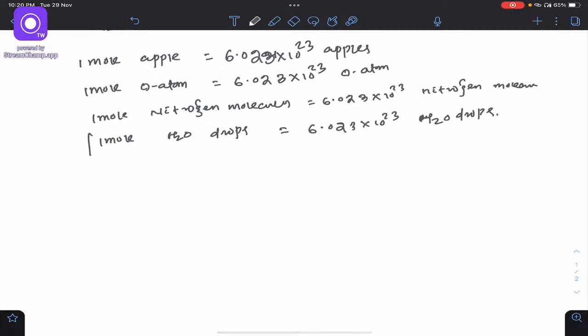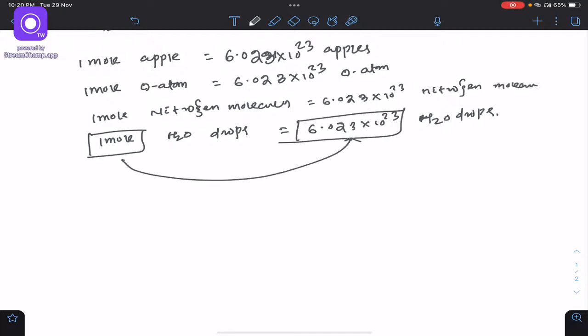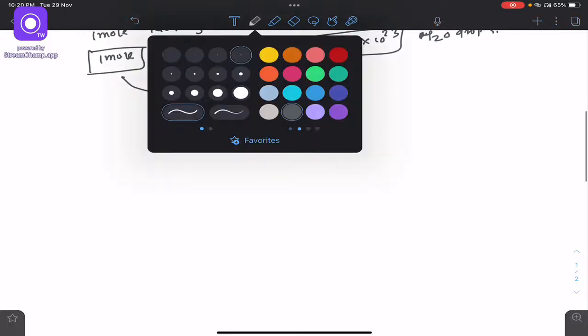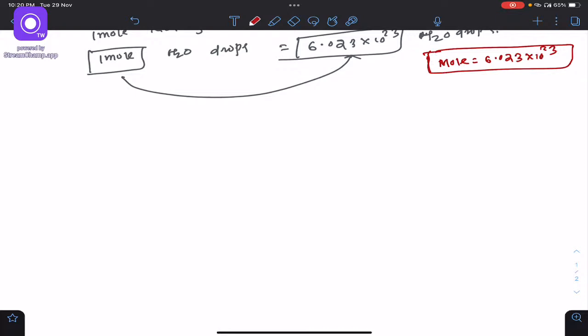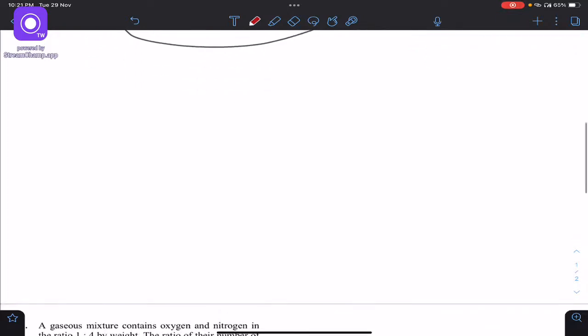That means 1 mole is nothing but a number. This number is 6.023 into 10 to the power 23. 1 mole means 6.023 into 10 to the power 23. Clear? Next, find out the number of moles.